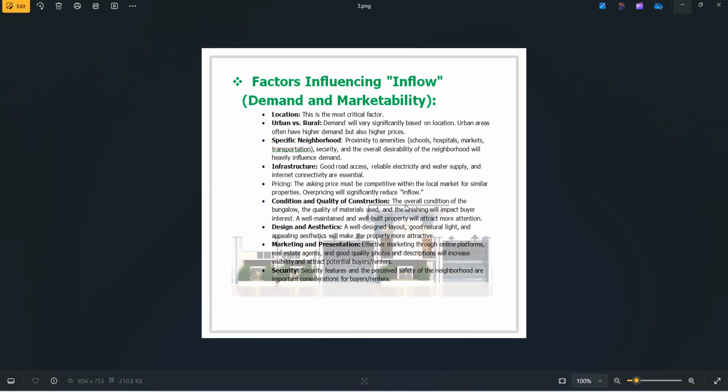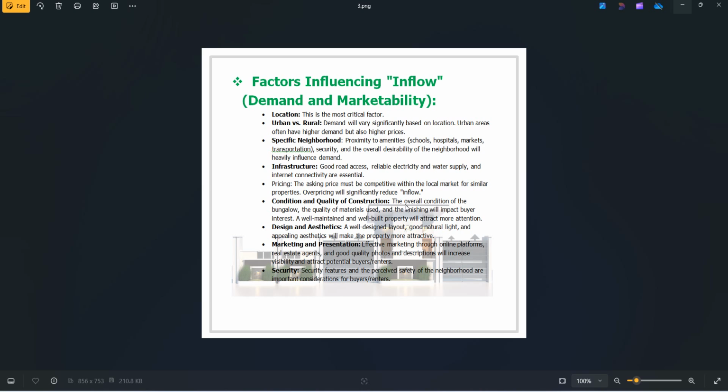Location is one of them. These kinds of things are always built around urban versus rural areas, most especially urban, which takes the upper hand because of the high price of this kind of design. Specific neighborhoods are so attached to it, with many amenities, because you don't build this kind of house and have a large family without facilities around you like school, hospital, market, transport, security, activities, and so on.